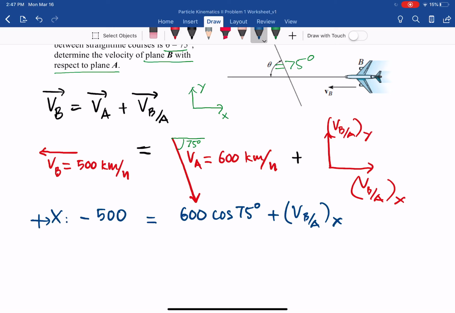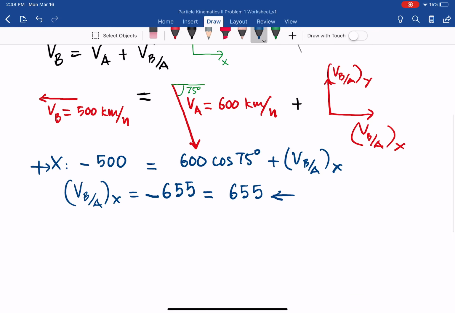And this is one equation, one unknown. You have VB relative to A x component equal to negative 655. Negative means opposite to our assumed direction. We assumed it goes to the right, then the actual direction is to the left. So that is the x component of the relative velocity of plane B relative to A.